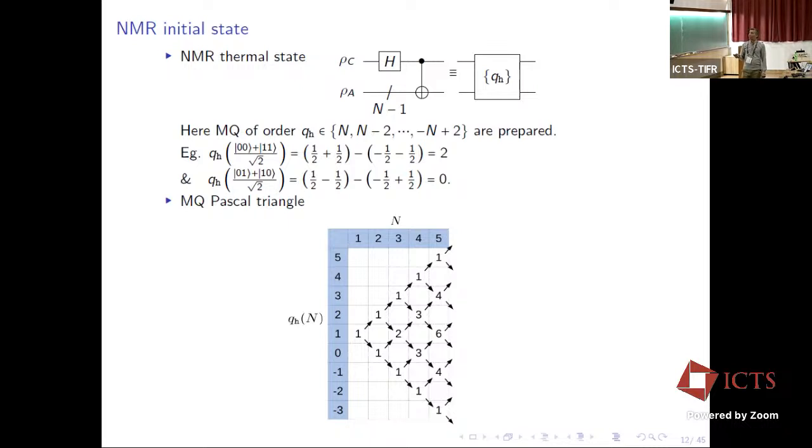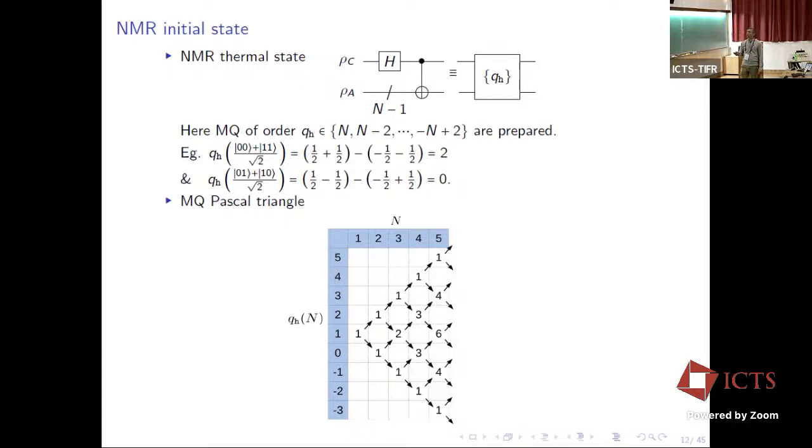Or if you have |01⟩ plus |10⟩ by root 2, then the difference in the quantum numbers is 0, and that is the order of the coherence. So now we can prepare various orders of coherence. If you have n spins, we can have various orders of coherence, and the intensity of those coherences goes as Pascal's triangle here.